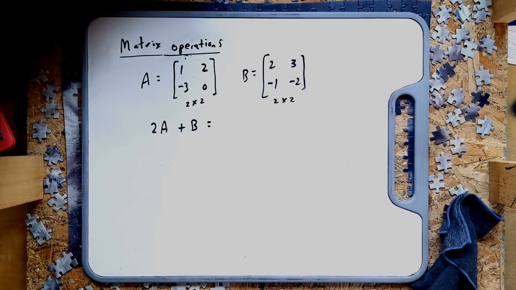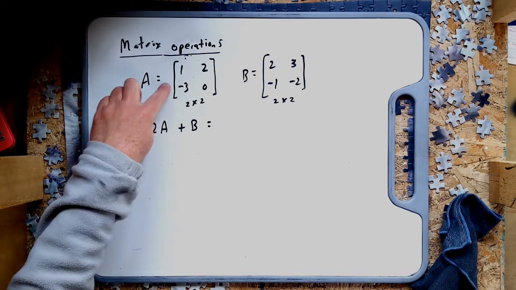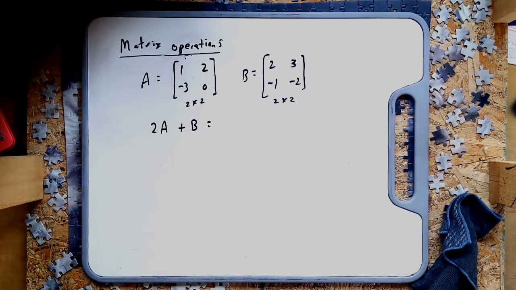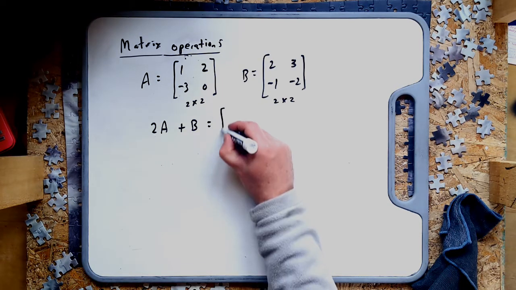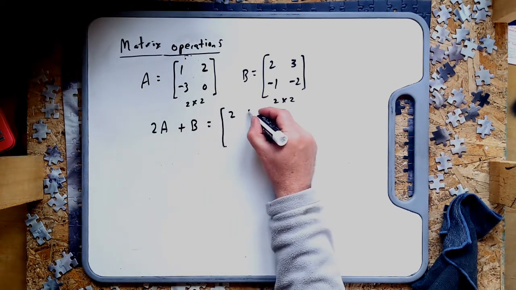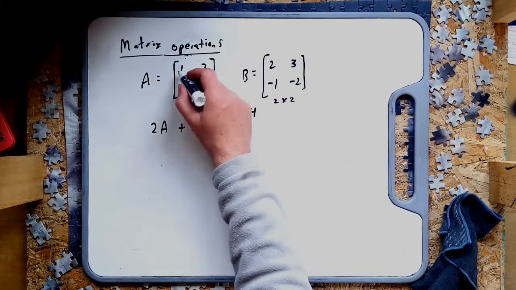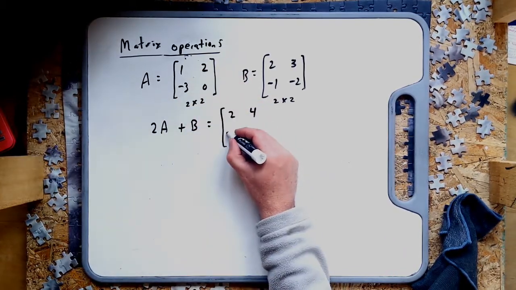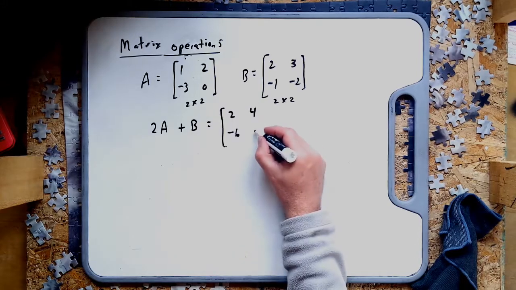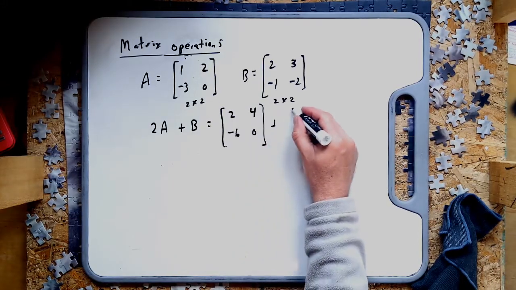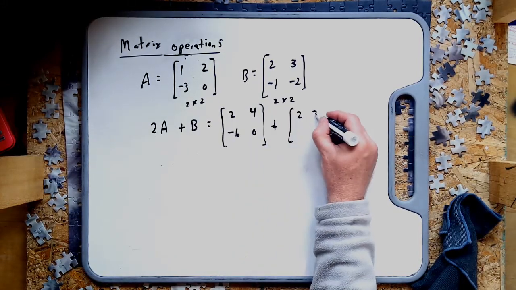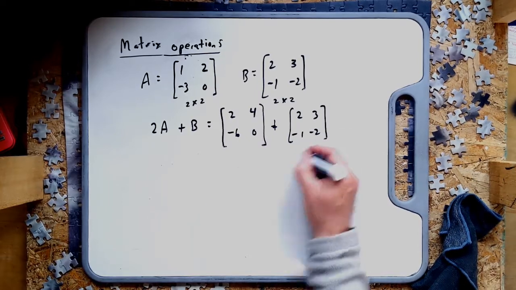Now, first of all, 2A means multiply 2 times every number inside the matrix A. So 2A becomes 2 times 1, 2 times 2, 2 times negative 3, and 2 times 0: 2, 4, negative 6, and 0. And then we're going to add that to B: 2, 3, negative 1, negative 2.